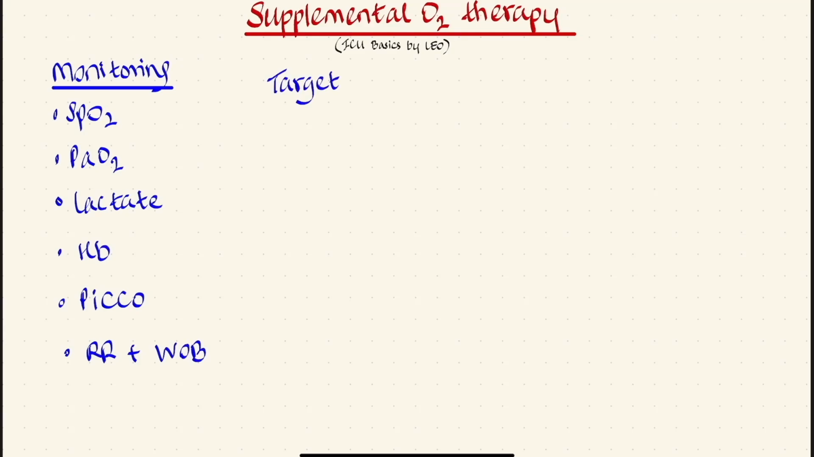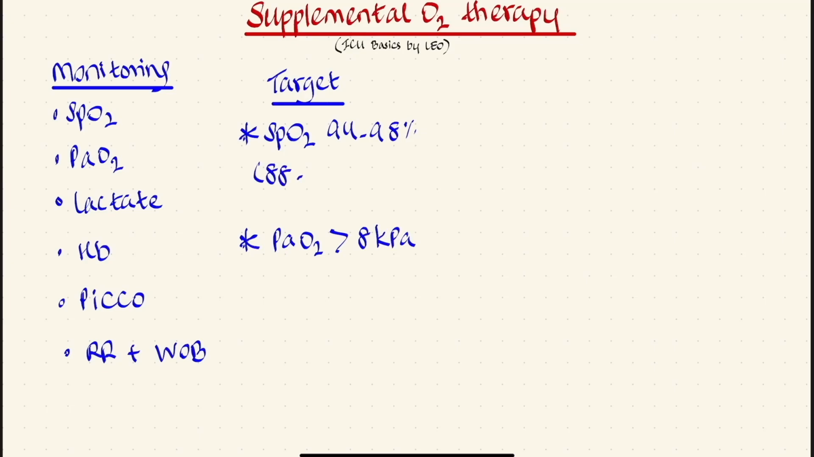Generally, the target oxygen saturation is 94 to 98% and PaO2 is above 8 kPa in ICU patients unless they have chronic type 2 respiratory failure such as COPD, cystic fibrosis, obesity-related hypoventilation syndrome, neuromuscular or chest wall disorders. In those scenarios, we should keep the SpO2 between 88 to 92%.